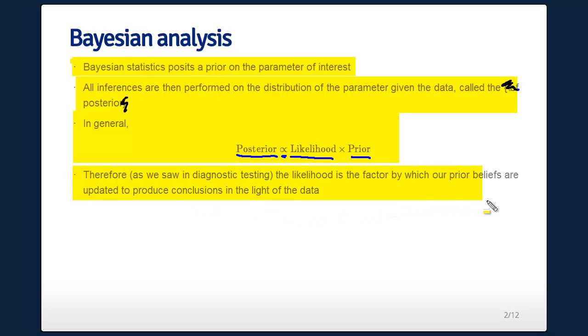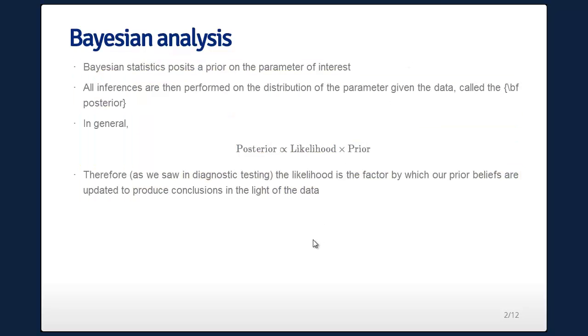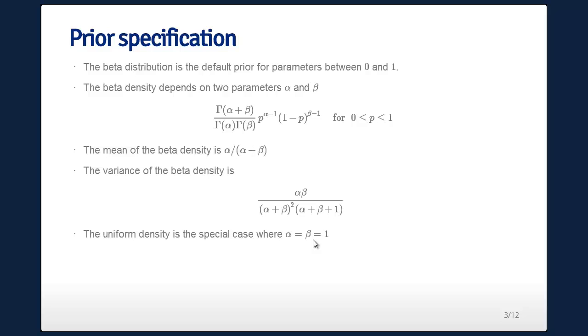So, going back to our lecture on diagnostic testing, the likelihood is the factor by which our prior beliefs are multiplied to get our beliefs in the light of the data. Okay? So that's how Bayesian statistics works. So we're going to go through one particular instance of Bayesian statistics in the case of binomial data.